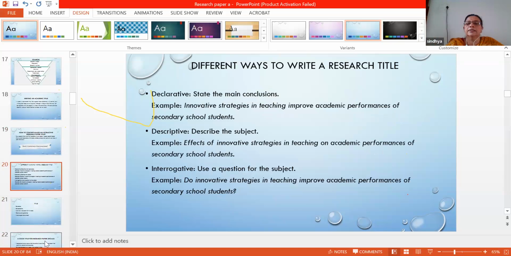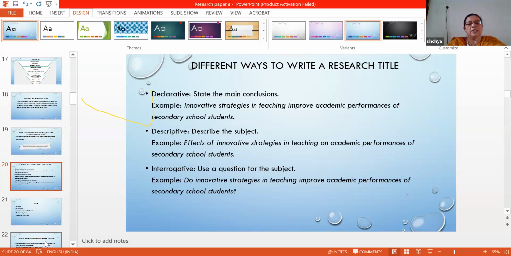In writing a research title, there are different forms. One is the declarative form. We can state the main conclusions in the beginning. For example, innovative strategies in teaching improve academic performance of secondary school students. So in this title, we are explaining the conclusion as a statement. This is one form of writing a title, where we state our conclusions in the form of a title.